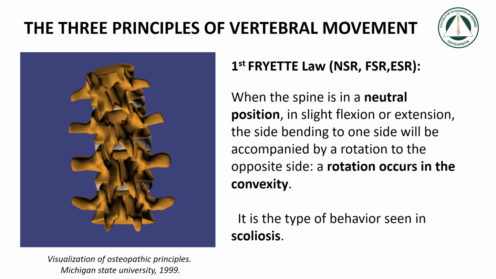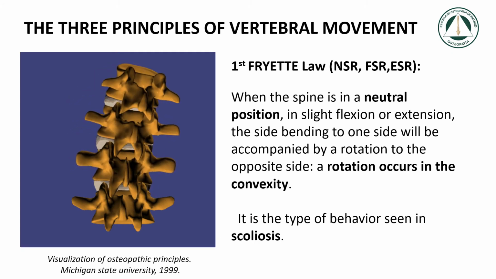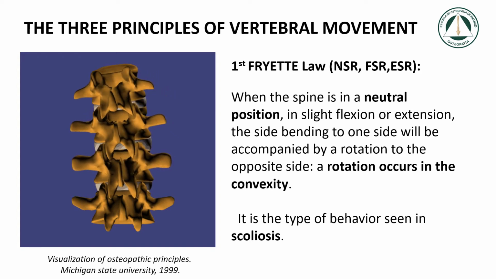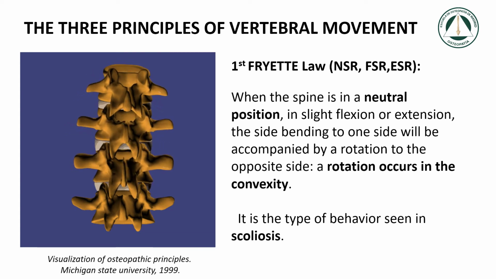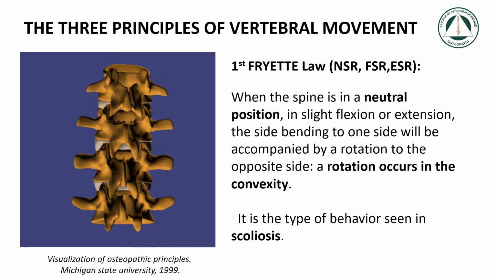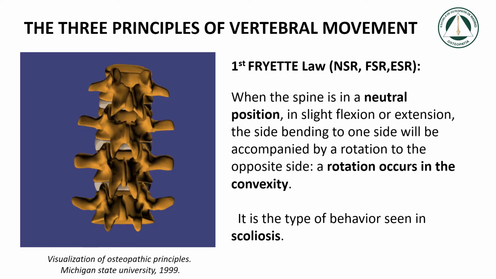First Fryette law. NSR, FSR, ESR. When the spine is in a neutral position, in slight flexion or extension, the side bending to one side will be accompanied by a rotation to the opposite side. A rotation occurs in the convexity. It is the type of behavior seen in scoliosis.